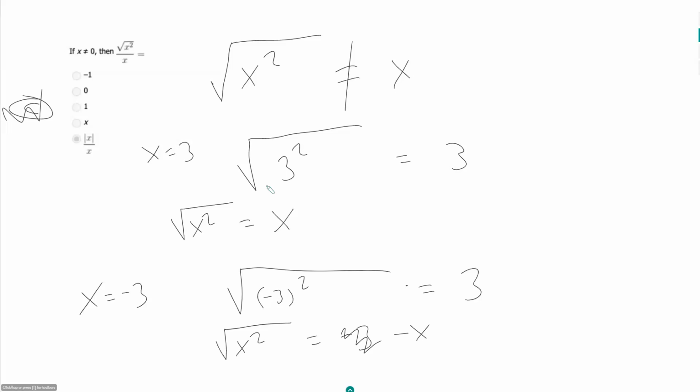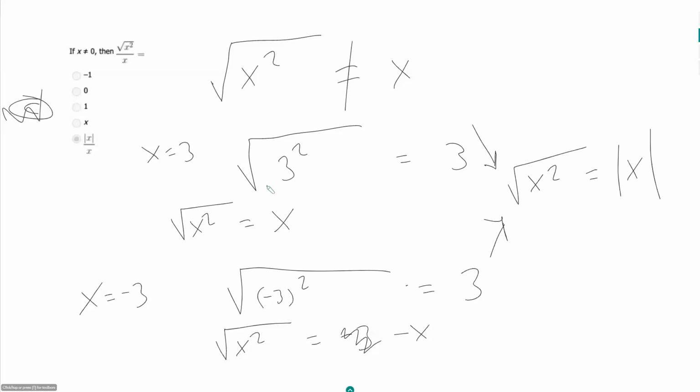So what does this mean? Can we have a single generic formula for the square root of x squared? That means the square root of x squared is actually equal to the absolute value of x. This accounts for both of these two scenarios, when x is both greater than 0 and less than 0.